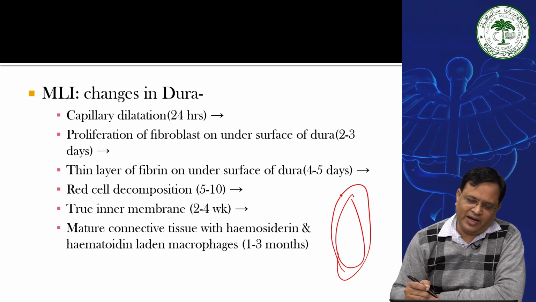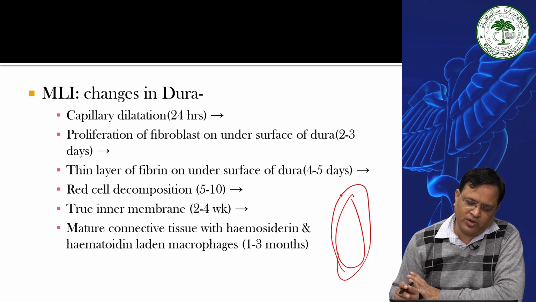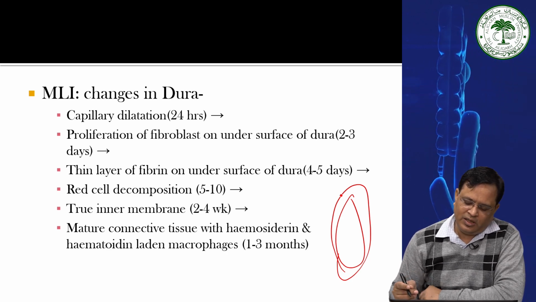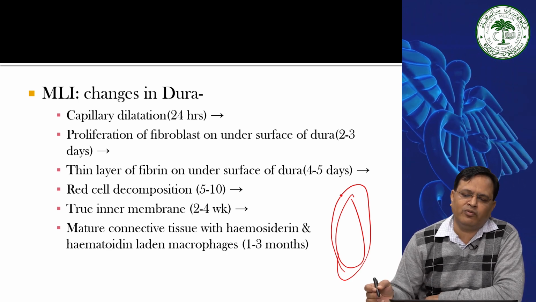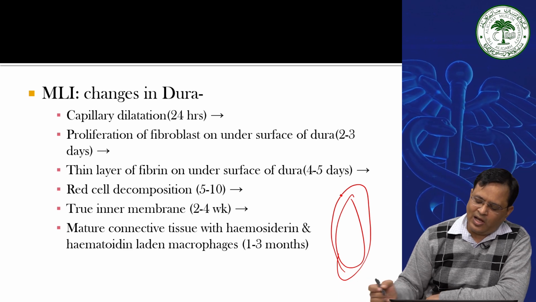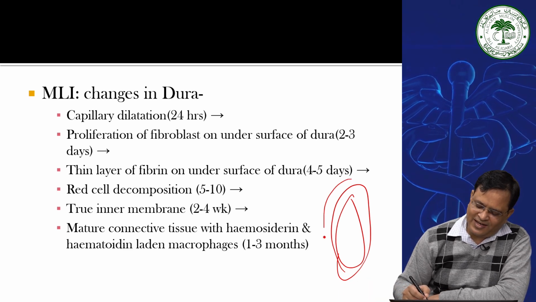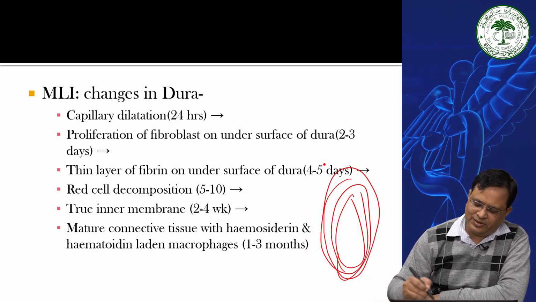If we find in autopsy there is a chronic subdural hematoma, we can date it up to 1 month, 2 months, 6 months, depending on how many layers there are around it.